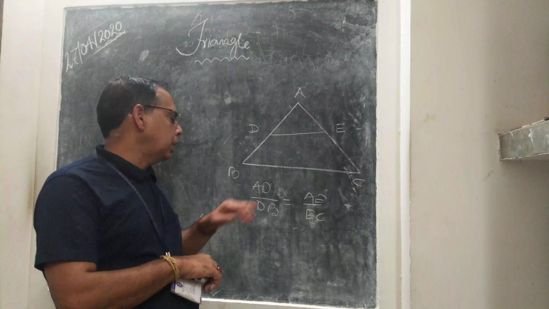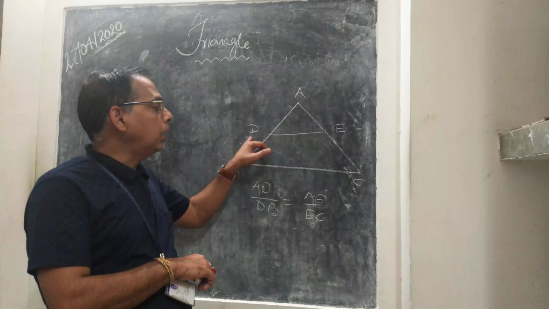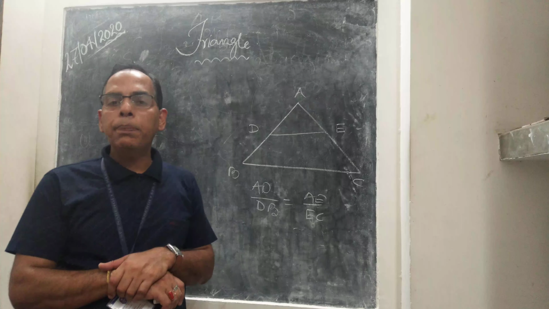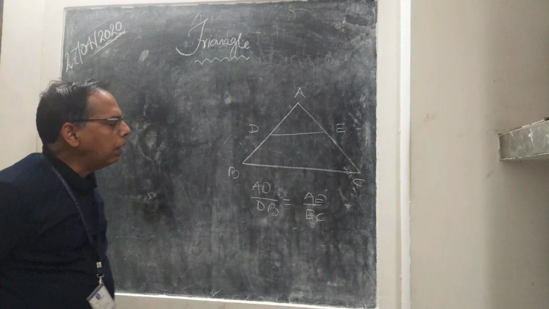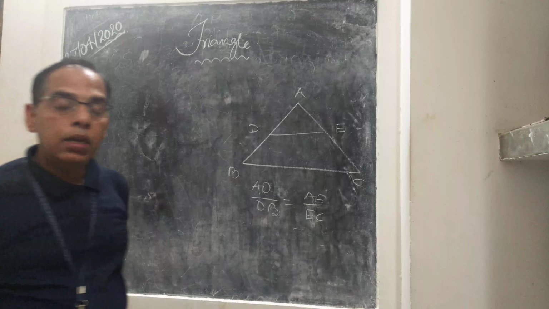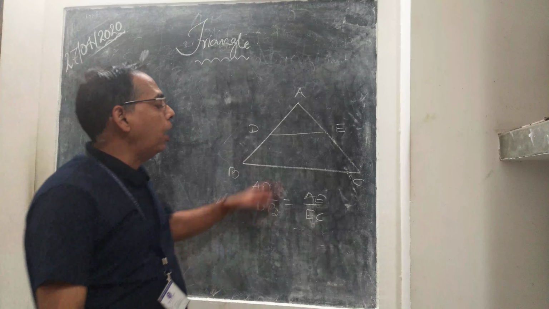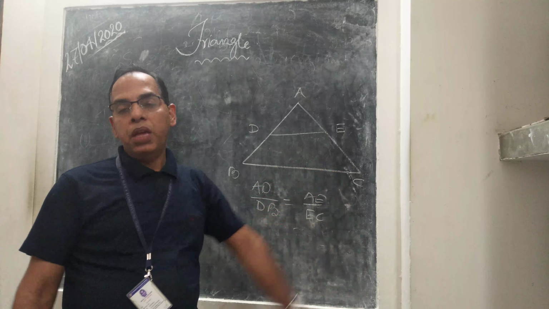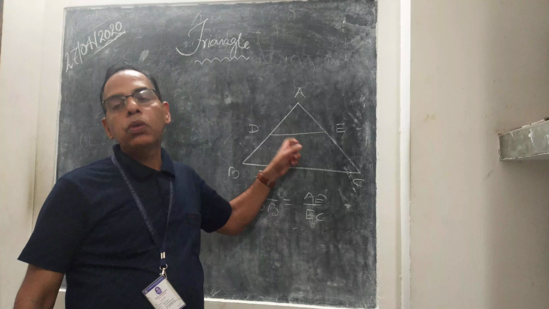Now, according to this, if AD by DB equals AE by EC, then DE is parallel to BC. In class 9, you got one theorem: if a line passes through the midpoints of two sides of a triangle, it is parallel to the base and half of the base. Now in continuation of that, this is another one.